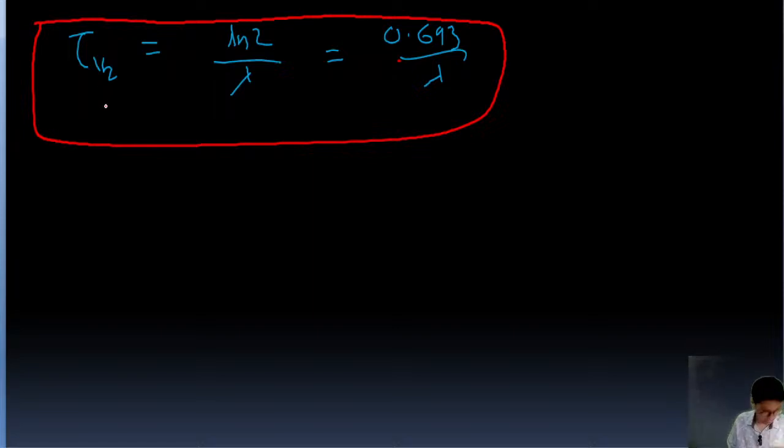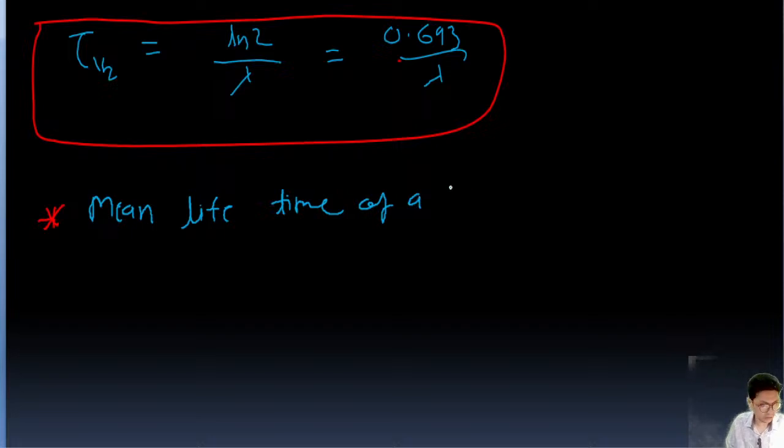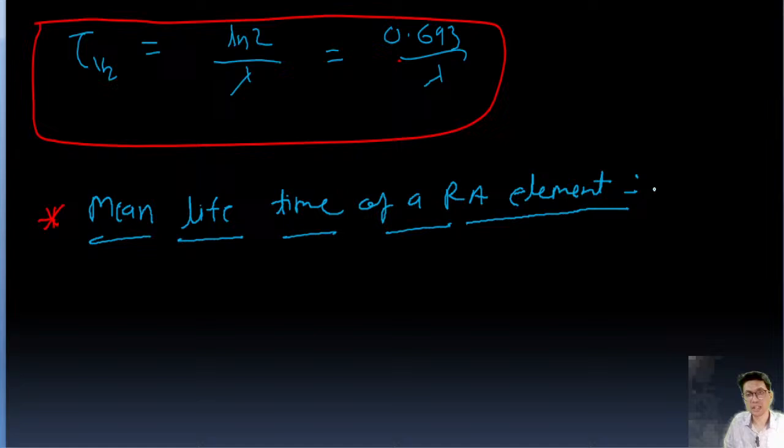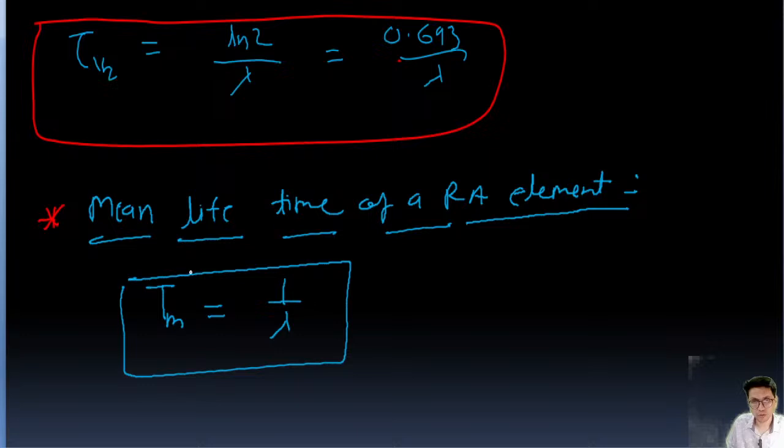Okay, now mean lifetime of a radioactive element. So what is mean lifetime, guys? Mean lifetime is denoted by Tm, and that is 1 upon lambda, guys. So very important: Tm equal to 1 upon lambda.